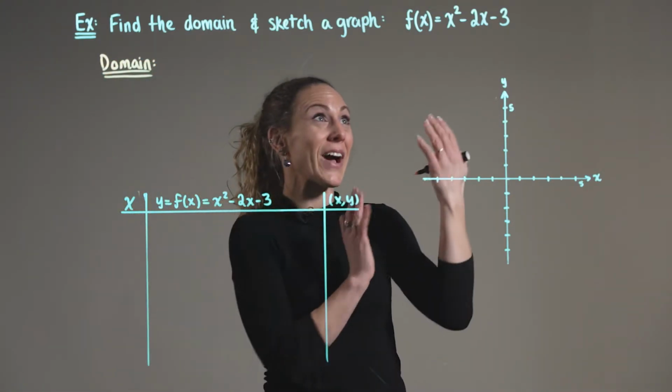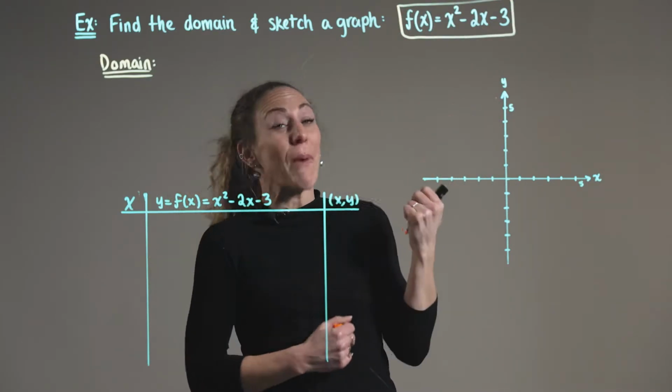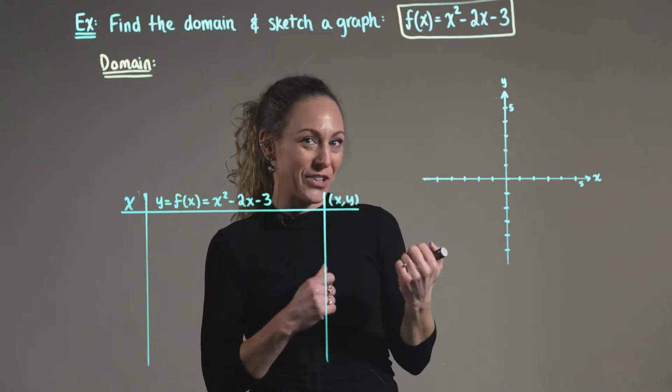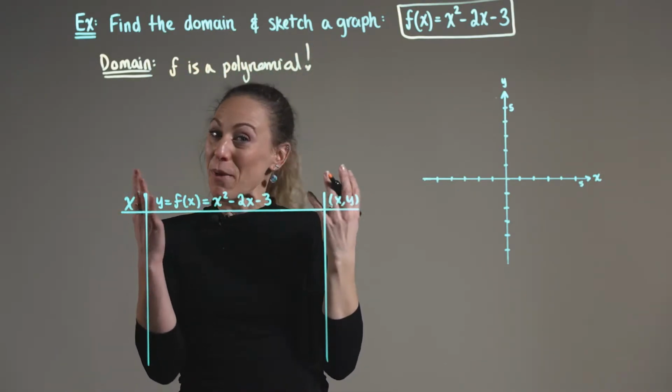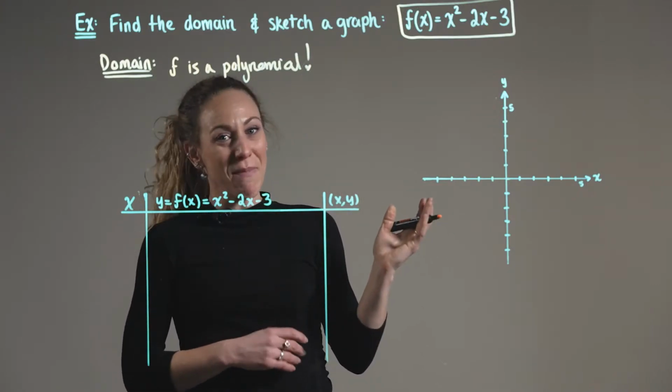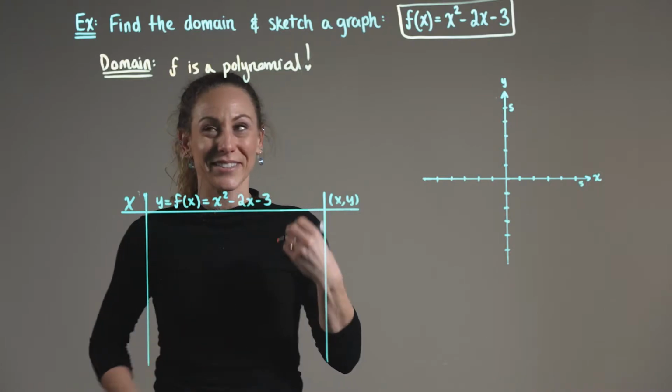Now looking up here at our given function, we realize, hey, this is a polynomial function, a quadratic function. So since we have a polynomial function, we can automatically conclude that this function has a domain of all real numbers.